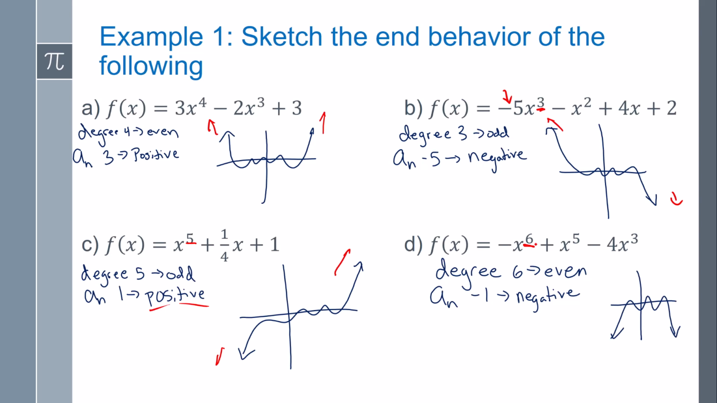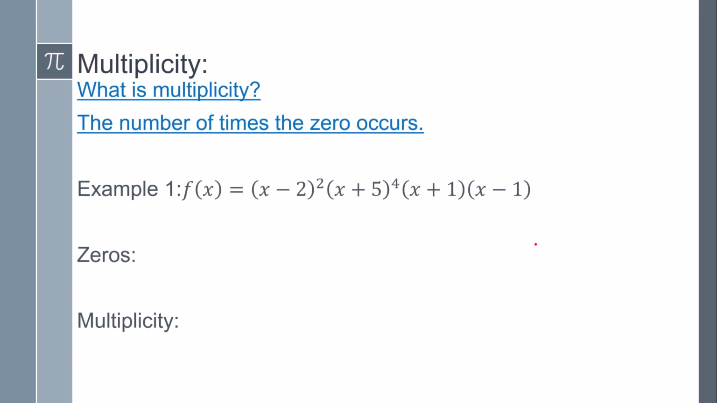So that's the end behavior. It is an easy way for me to describe a polynomial. We just need to look at the degree, and we need to look to see if our leading coefficient is positive or negative.